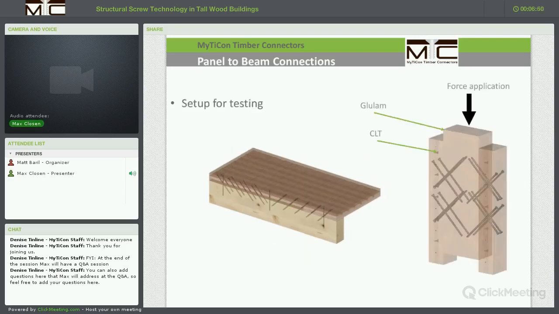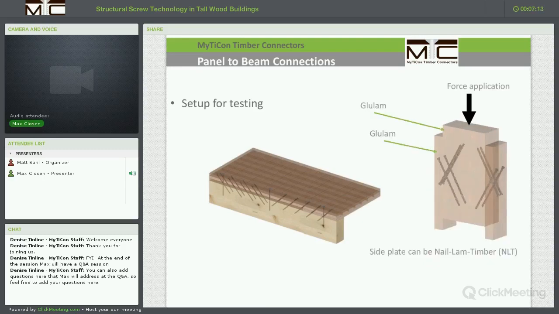For the initial testing, we basically used glulam centerpieces and CLT side members with a fastener in tension and a fastener in compression. These screws are arranged at 45-degree angles or 30-degree angles, depending on what you want to achieve with your connection design, and are arranged in screw crosses in order to allow positive and negative load transfer, basically load transfer in both directions. In the second set of tests, we used glulam main members and glulam side members.